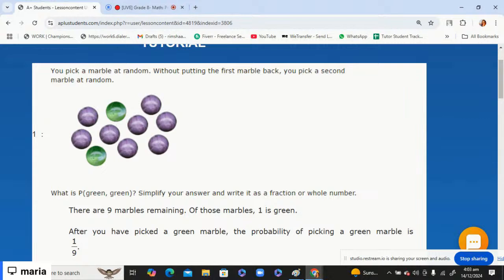If we are interested in picking the green, first of all we pick one green and then we pick the second green. When you have picked up one green, how many are remaining? Total are 10, but when you pick up one green, the remaining are 9. So what is the probability of picking up the green marble? The probability of picking up a green marble is 1 by 9.